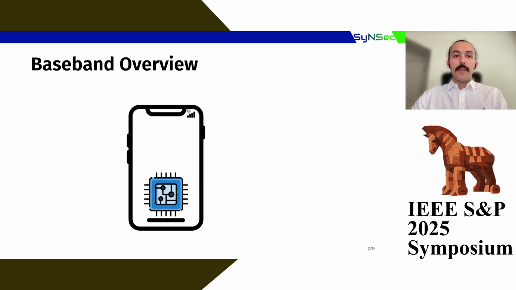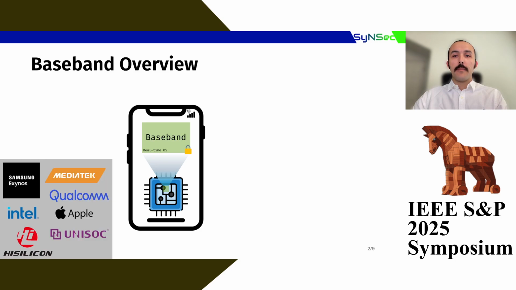So, first things first, what exactly are basebands? They are dedicated processors inside your phone running a real-time operating system. There are a few vendors that develop and maintain their in-house baseband firmware. This firmware is responsible for handling cellular protocols from 2G all the way up to today's 5G. In fact, right now there is a baseband in each of your pockets talking directly with cell towers.